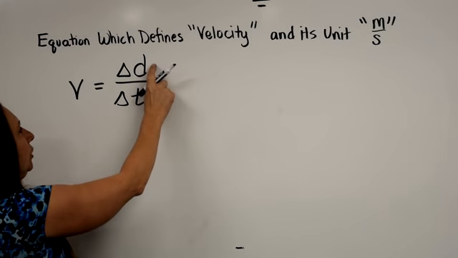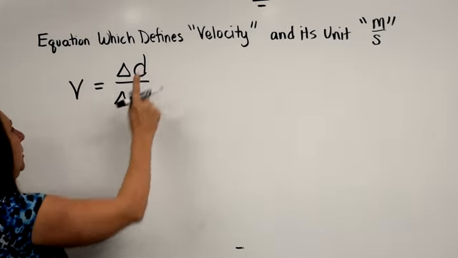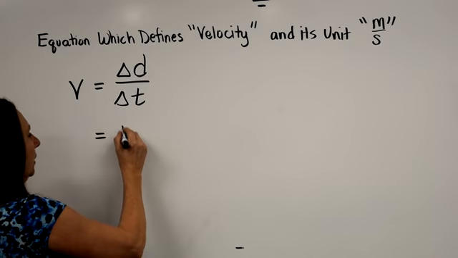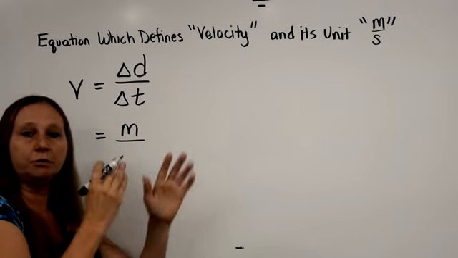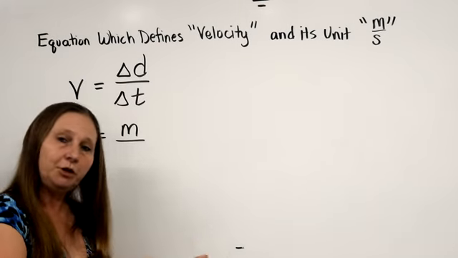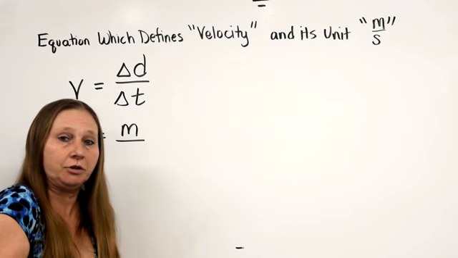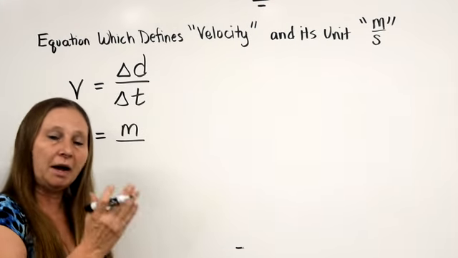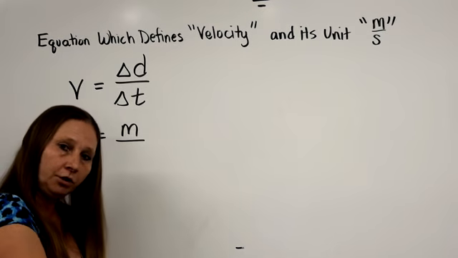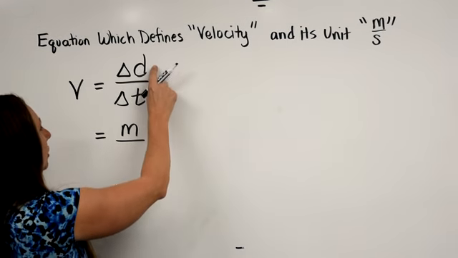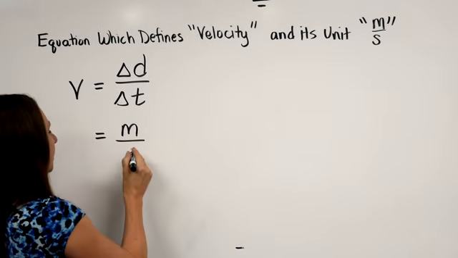All right, the unit for distance or displacement is the meter. So the meter is going to be on top. Now, it doesn't matter if it's meters minus meters. Meters minus meters is still meters. Six oranges minus two oranges is four oranges. When you subtract units, the unit stays. So it's going to be meters on top and seconds on the bottom.